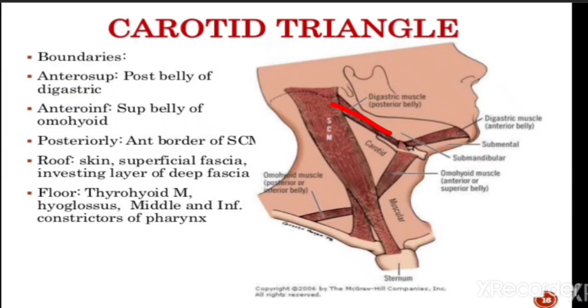And the anterior-inferior boundary is the superior belly of omohyoid, and posteriorly we have sternocleidomastoid. So this is the boundary of the carotid triangle. Now in the roof we have skin, superficial fascia, and the investing layer of the deep fascia. Then the floor of this triangle is made up of the thyroid muscle, hypoglossus muscle, middle and inferior constrictors of the pharynx. These muscles form the floor.